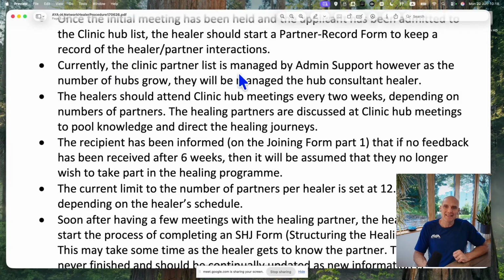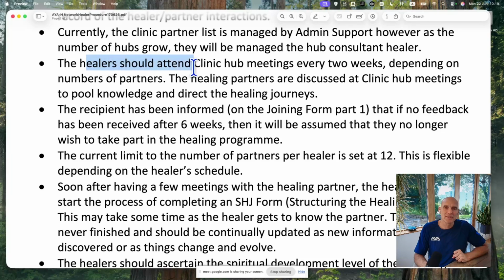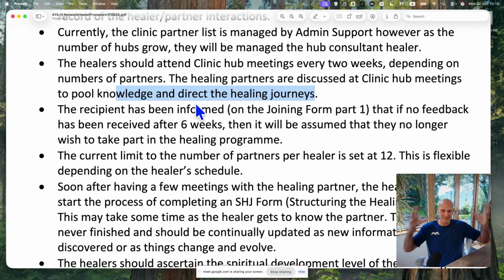Currently, the clinic partner list is managed by admin support. However, as the number of hubs grow, they will be managed by the hub consultant healer. That's just because we've got one hub at the moment. So the healers should attend clinic hub meetings every 2 weeks, depending on the number of partners. This is flexible. How often the healers actually meet to discuss the healing partners is flexible. It depends on how many partners we've actually got at the time, to be honest. And the healing partners are discussed at the clinic hub meetings to pool knowledge and to direct the healing journeys. So the healers meet together, discuss everyone, and decide on the best way forward for everyone.